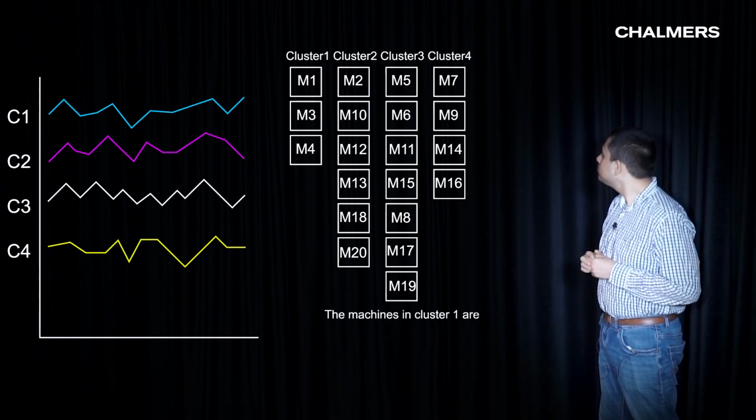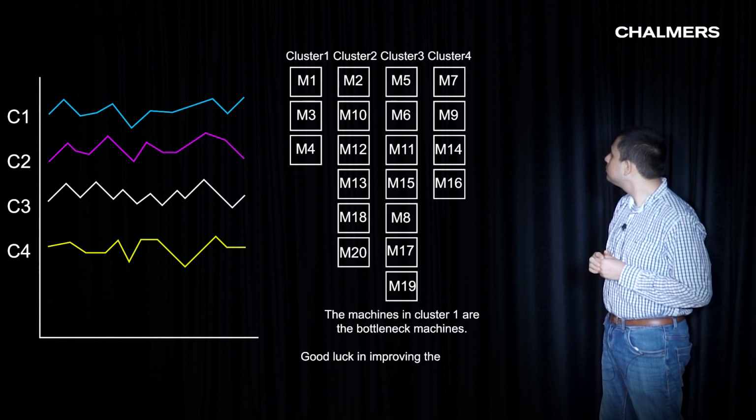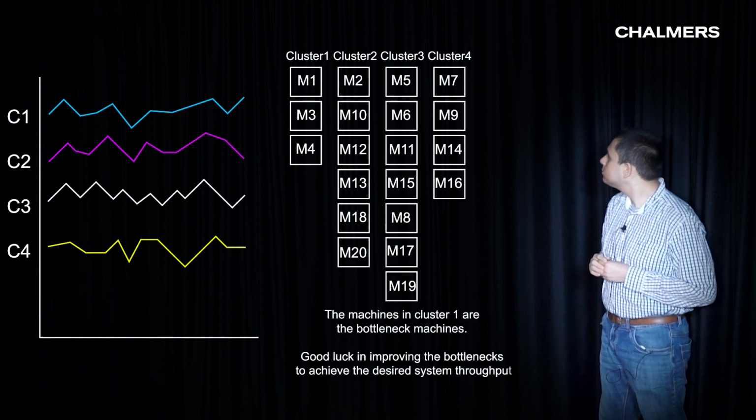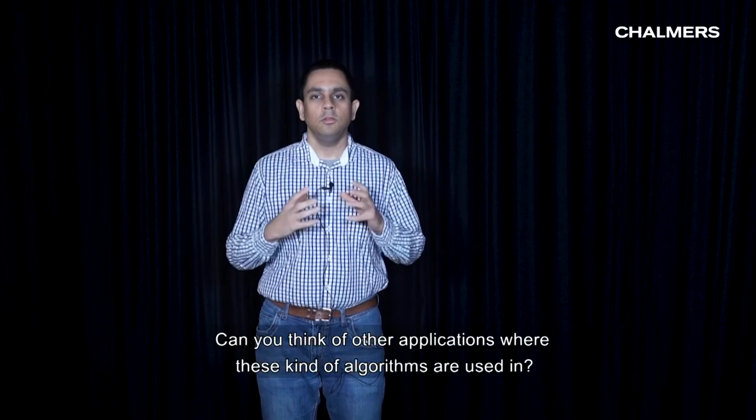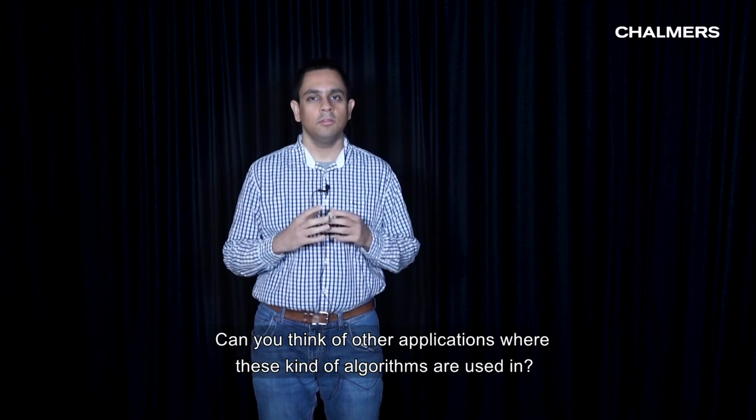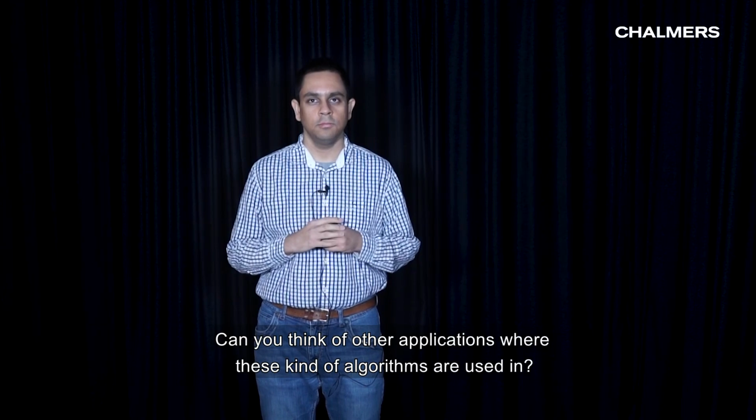The machines in cluster 1 are the bottleneck machines. Good luck in improving the bottlenecks to achieve the desired system throughput. Thank you. Can you think of other applications where these kinds of algorithms are used?